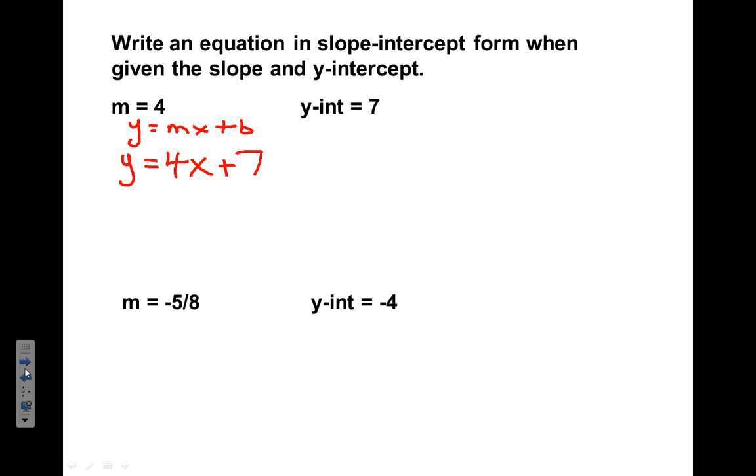Okay, so now because we have to do y equals mx plus b form, I'm just going to write it down so it's easy to substitute. m we know is negative 5 over 8, so y equals negative 5 over 8 x, and because the y-intercept is negative 4, that's the value of b, substituted in, and we get y equals negative 5/8 x minus 4.